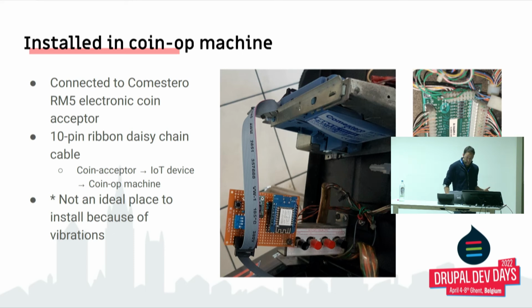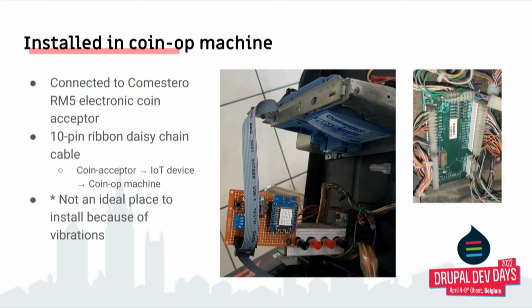So we have the code. We know the POST is working. We know the server is working. We have the device. We know how everything works. We understand the components, and now it's time to install it. So we are going to connect it between the coin validator and the coin operating machine by using this daisy chain custom cable. Usually this is just a 10-pin cable going from the coin validator to the coin op machine, but we're going to be the man in the middle who's going to read the data that the coin validator is sending to the coin op machine.